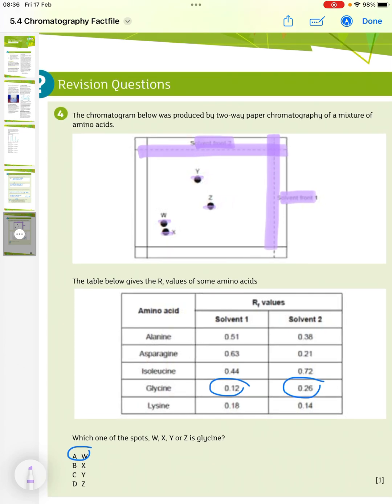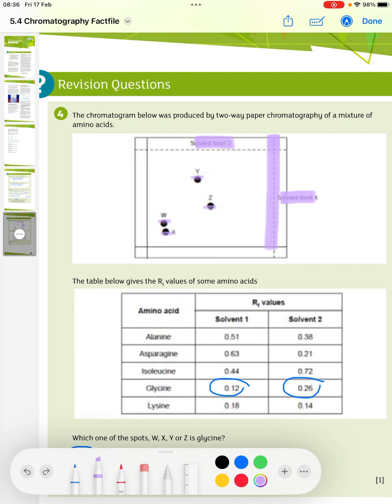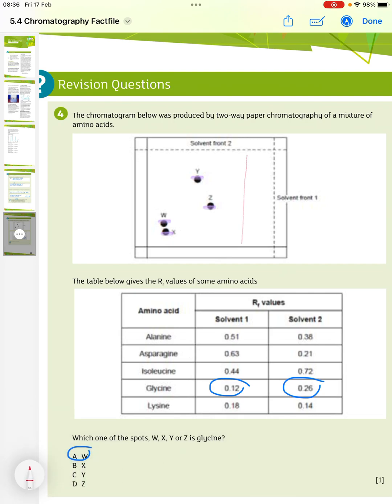Now, I'm not going to go through them all because it would take me forever, but when you actually do measure them, the RF value, if you remember, is the distance travelled by the spot divided by the distance travelled by the solvent, or the distance to the solvent front. So if we look at W, just looking at solvent front 2, that is the distance travelled by the solvent, and that is just the distance travelled by spot W. And when you work that out, you would get 0.26.